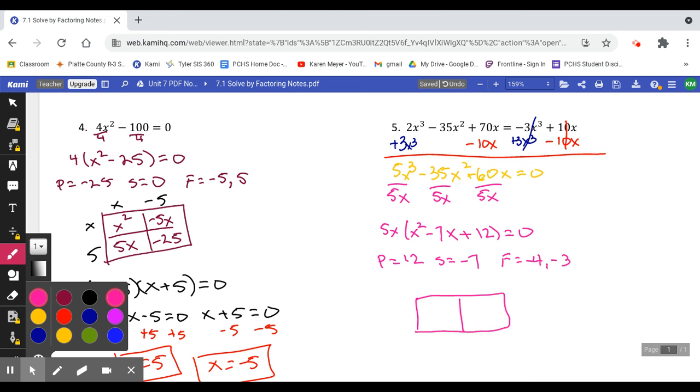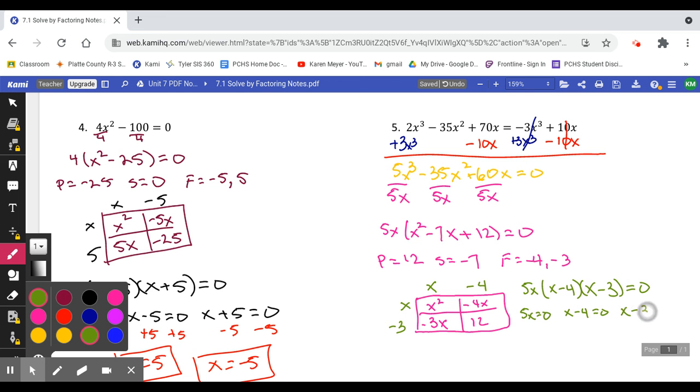So I'm going to make my box x to the second, -4x, -3x, and 12. So I can take out an x, a -4, an x, a -3. Okay, so keep your GCF, which was a 5x, and then we got x minus 4 and x minus 3. Take your GCF and set it equal to 0. Take your first parentheses, set it equal to 0. Take your second parentheses, set it equal to 0.